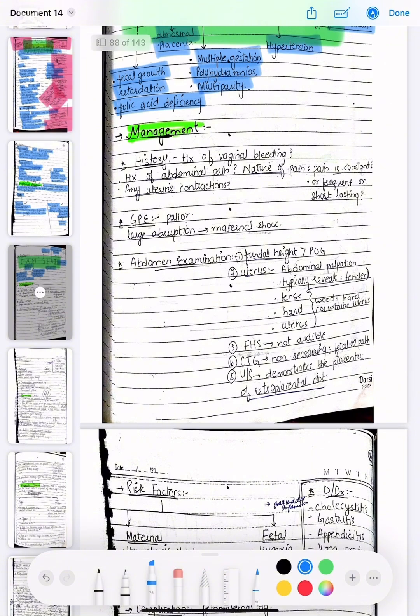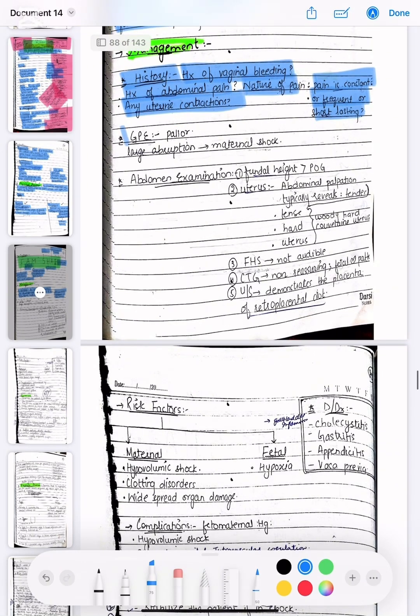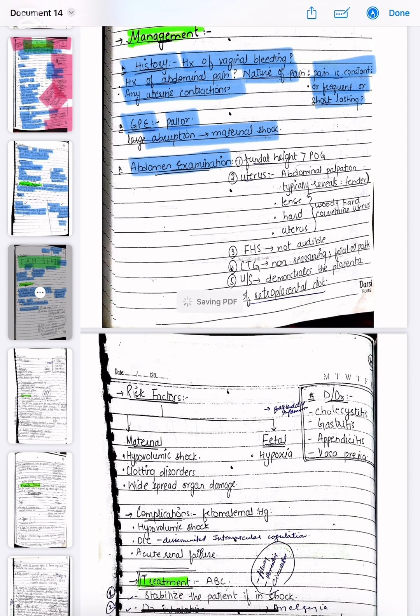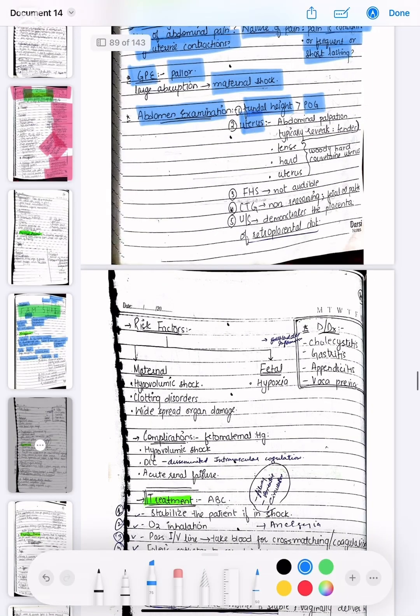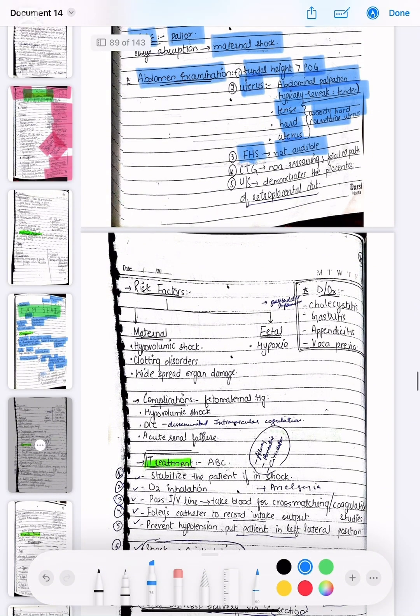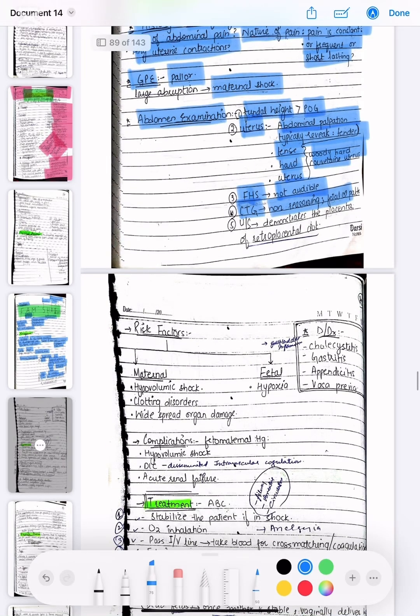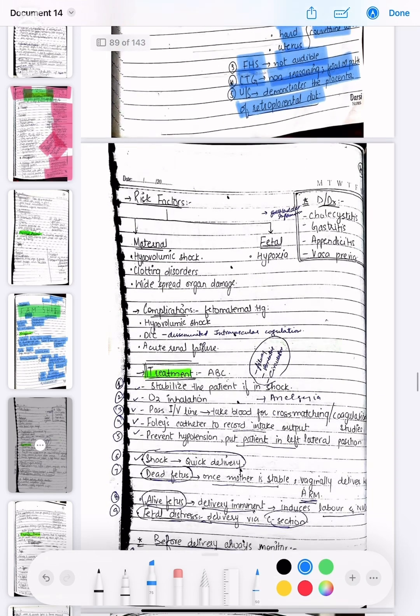Now the management options are, first of all, history is taken, that is the history of the vaginal bleeding, history of the abdominal pain, nature of the pain, whether the pain is constant or frequent or short lasting, and any uterine contractions. Then general physical examination is done, that is for pallor, maternal shock, and for abdominal examination, fundal height is greater than period of gestation, and the uterus is checked by abdominal palpation and typically reveals tender, tense, woody hard uterus, and then fetal heart sounds, which are not audible, and cardiotocography is done, which is non-reassuring for the fetus, and ultrasound demonstrates the retroplacental clot.